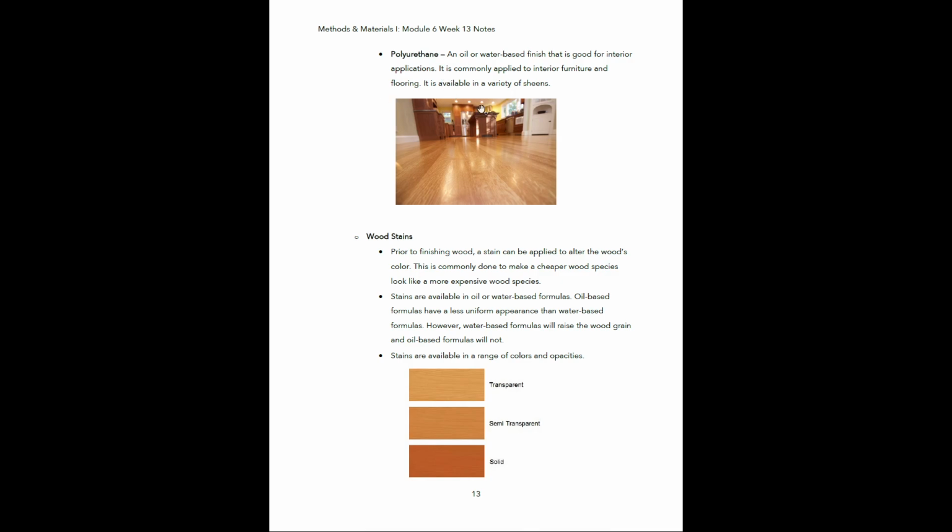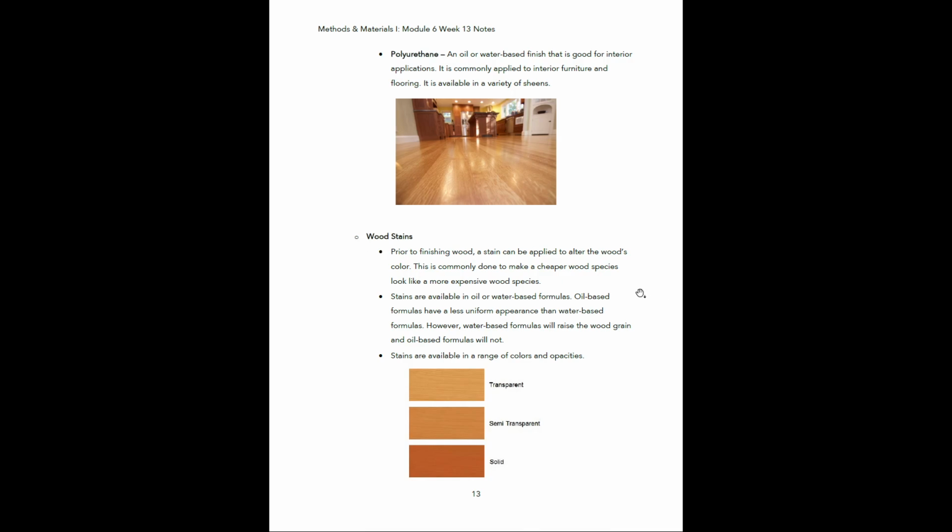And it's also available in a variety of sheens. So you look at this picture here. Here's an example of a hardwood floor that they have put polyurethane on. And this is probably like a semi-gloss sheen that they have applied to it. All right, and then the final thing we'll talk about is wood stains.